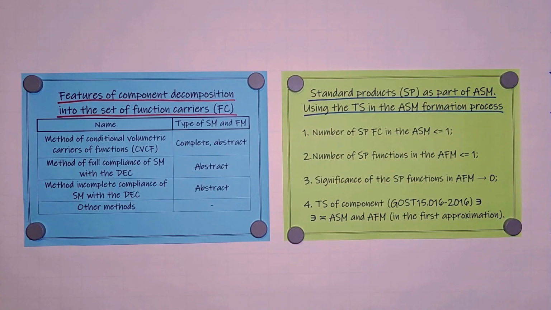That is, if we add up the conditional physical volumes of all the listed elements, then we should get the physical volume of the entire part. This is the reason for the name of the method: volumetric carriers of functions.